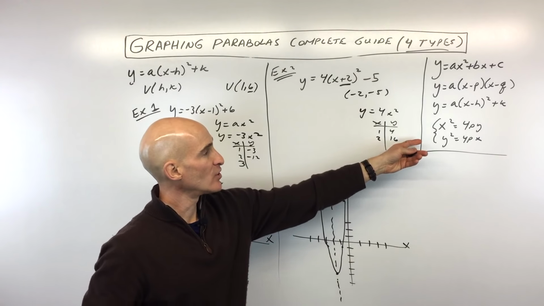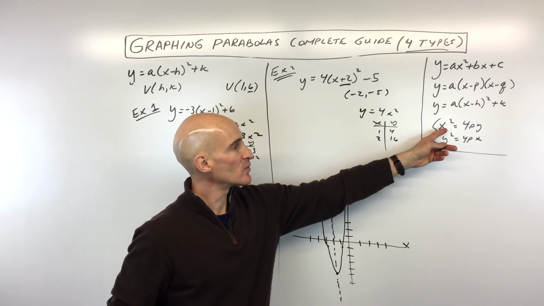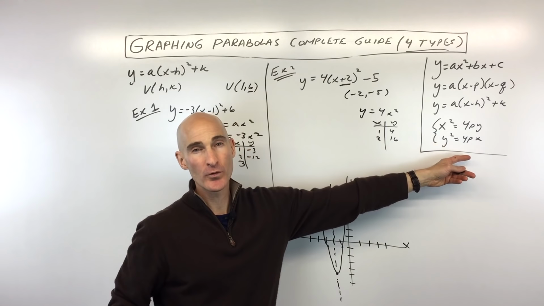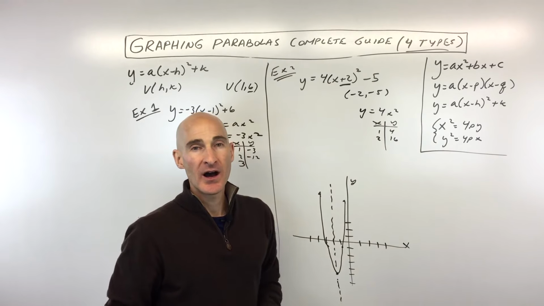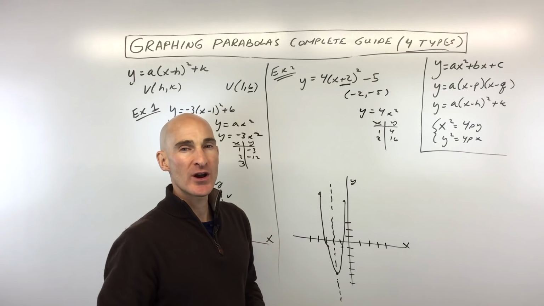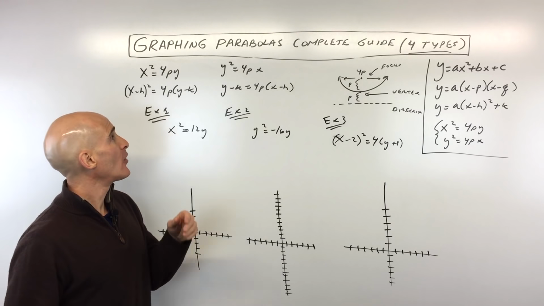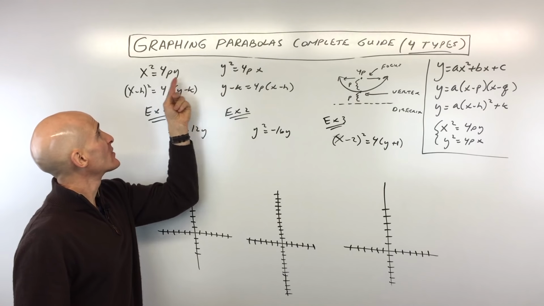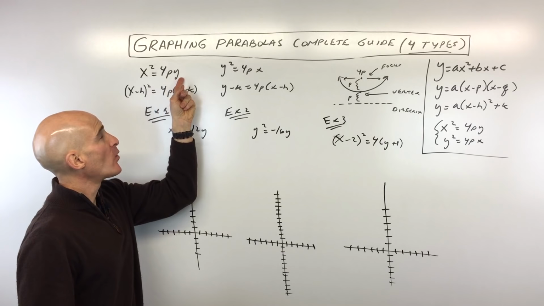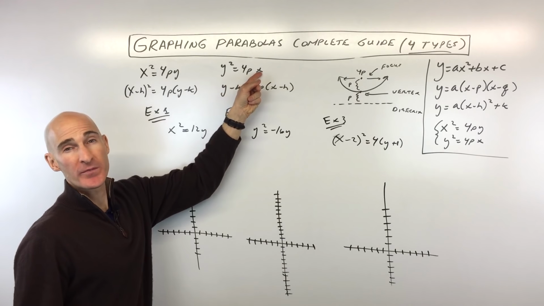The last type that we're going to look at are these ones here, the x squared equals 4py and the y squared equals 4px. We're going to understand those and look at the focus, the directrix, etc. Okay, our fourth and last type that we're going to be talking about are the parabolas that are in the form x squared equals 4py or y squared equals 4px.